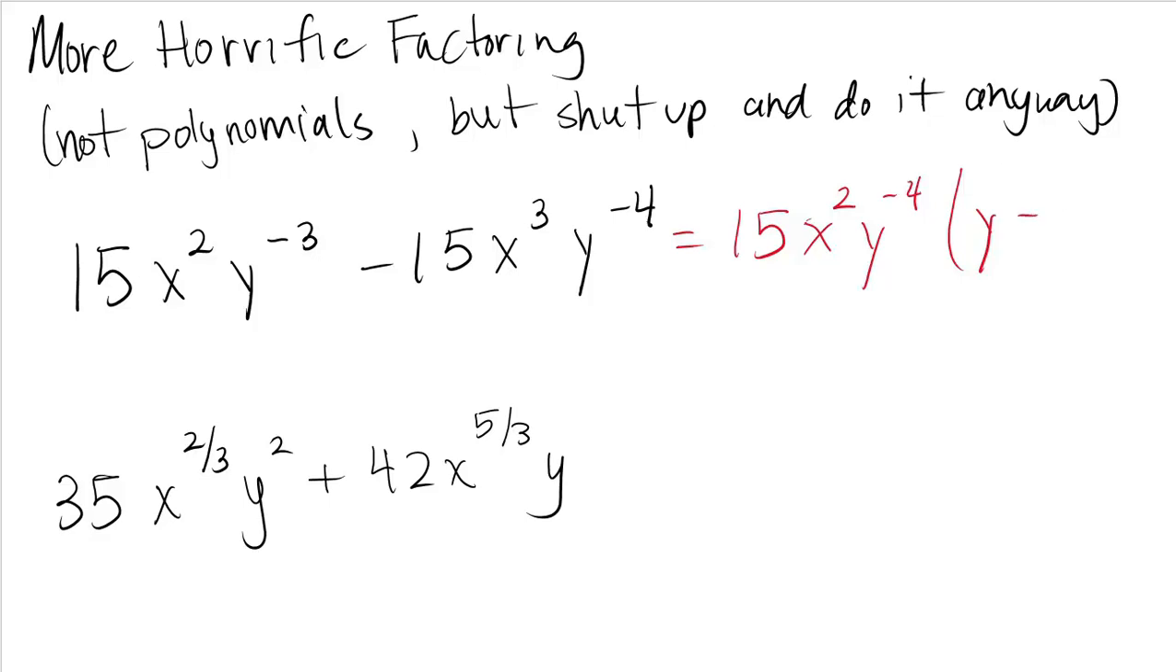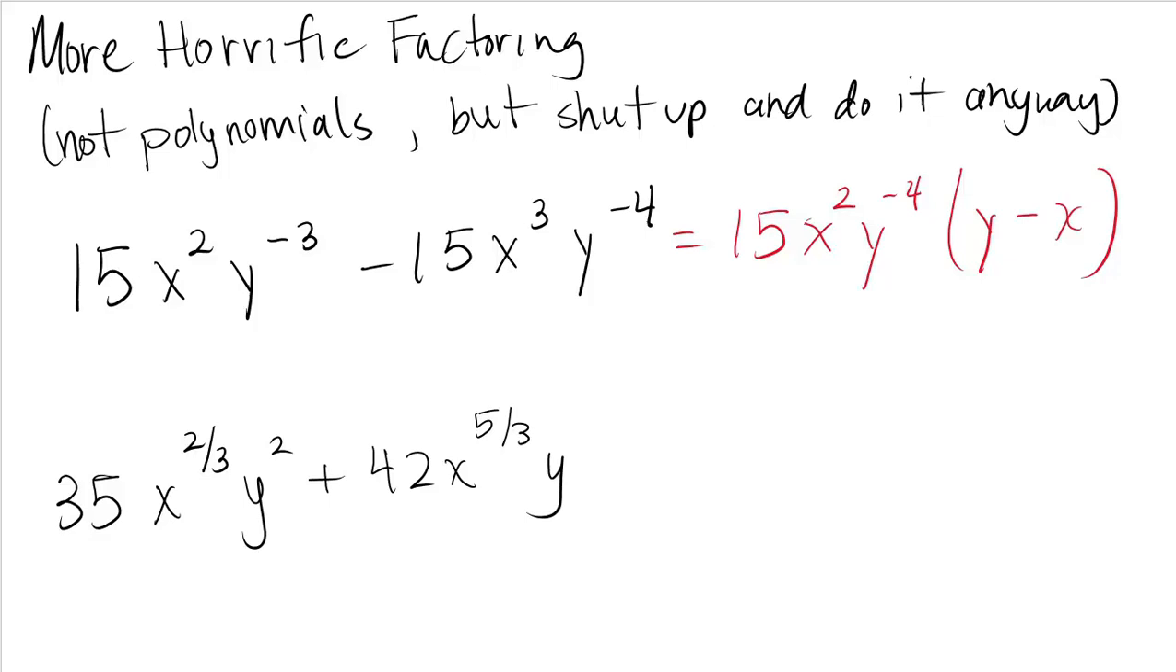Now I play the same game in the back, although this will be easier to see. There's a minus sign, I already wrote that. 15, I already pulled that out. There were 3 copies of x, I only took 2, so that leaves 1 behind. This was a y to the negative 4, but that's exactly what we stole, and there's our factored form.